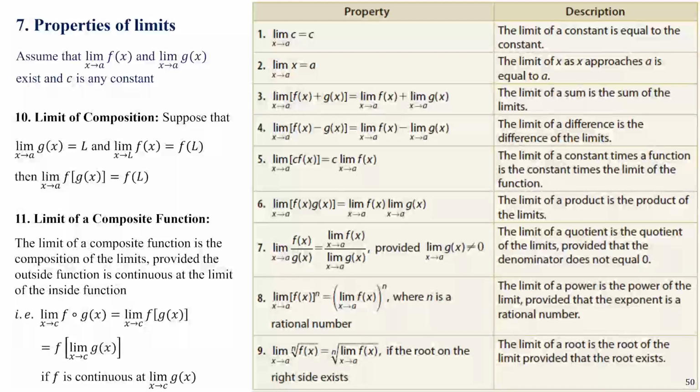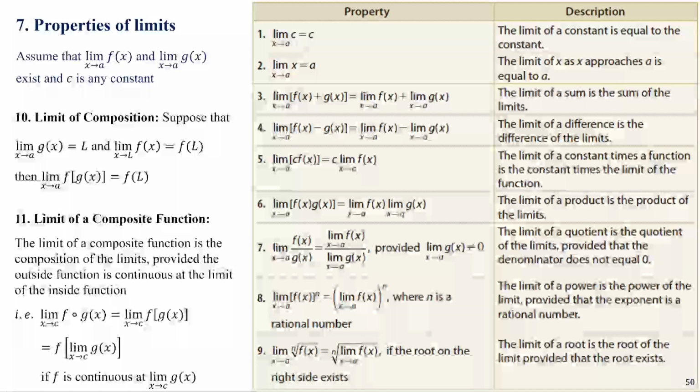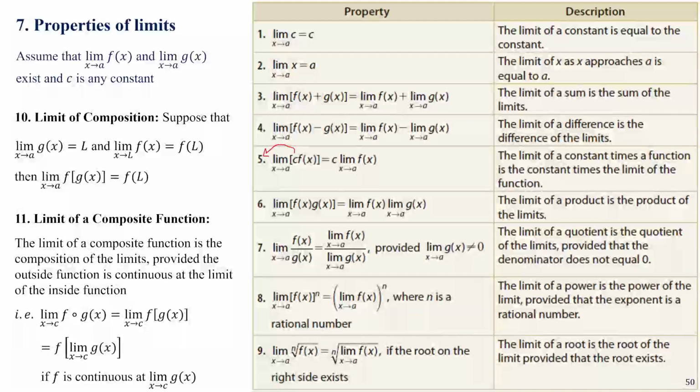Third, the limit of the sum of two functions equals the limit of the first function plus the limit of the second function. And this is also true if you change the plus sign to minus sign here. And number 5, the limit of a constant times a function is a constant times the limit of the function. We can put the constant number c in front.